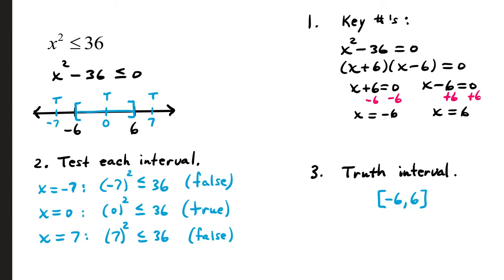The only interval of numbers that gave a true statement is the interval between negative 6 and positive 6, including your key numbers, because we can be equal to 0, and that's what you're actually finding in step 1.